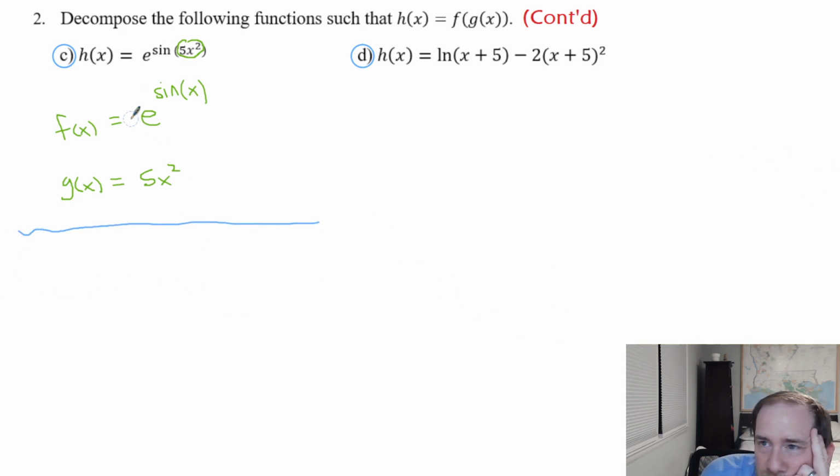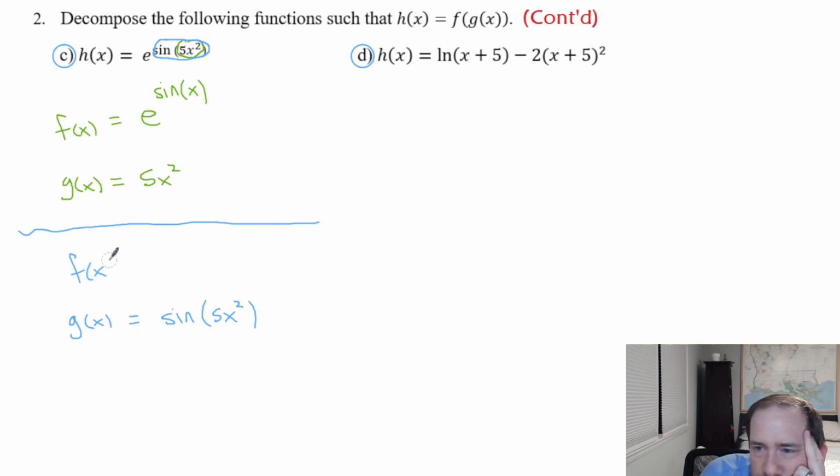Any other way to break this down? Sure, lots of other ways. You could actually let sine of 5x squared be the quote-unquote inner function. This doesn't look much like an inner function, but it is. And then the outer function, so to speak, would be e to the x. And so you'd take the g of x, you'd substitute it in, and there you go, you'd have it. So there's a second way to break that down. There are others, I won't share them all.